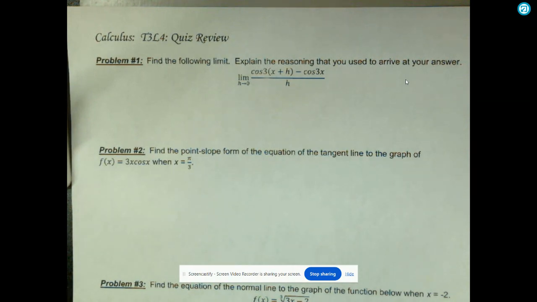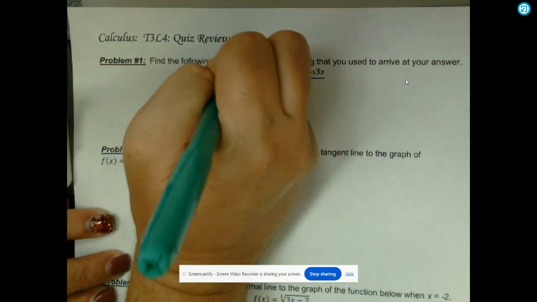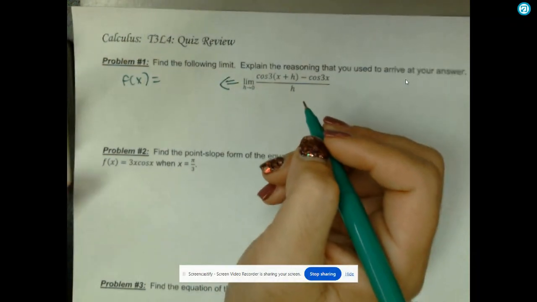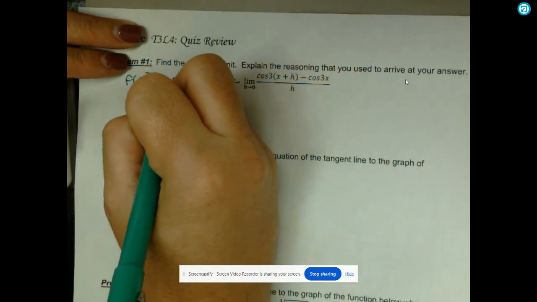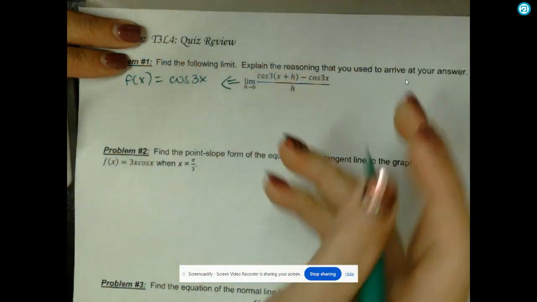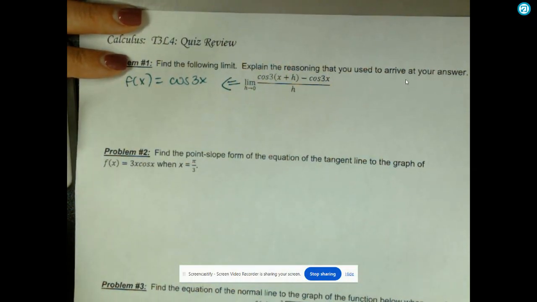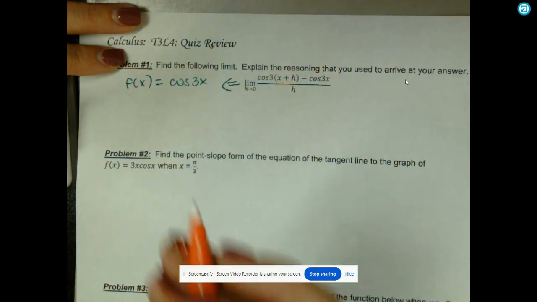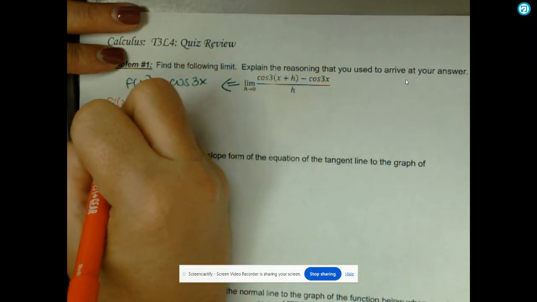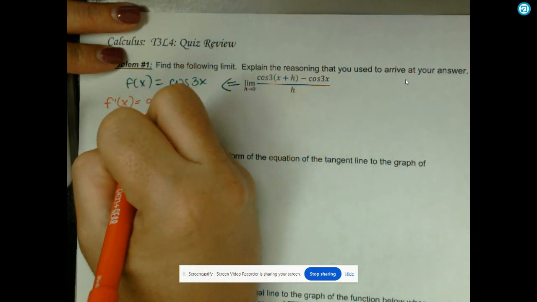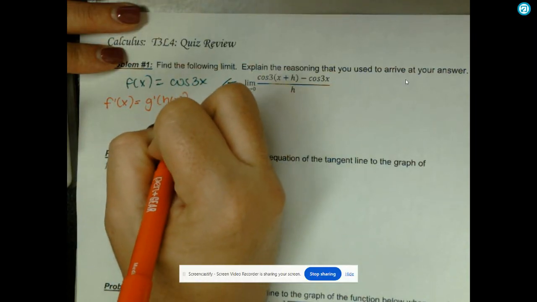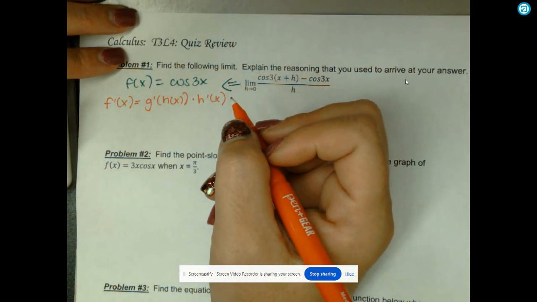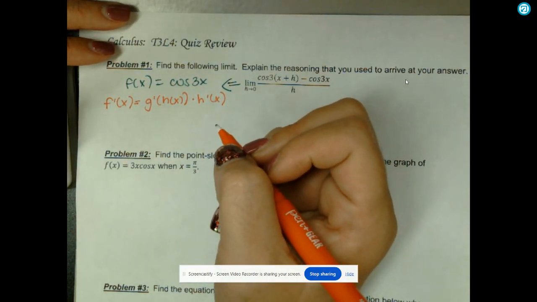So clearly here, I can tell that using this, my f of x is cosine 3x. Now we're going to apply what we talked about yesterday in our chain rule. Just looking at the chain rule, if I do f prime of x, that's going to equal g prime of h of x times the derivative of h of x, h prime of x, okay?